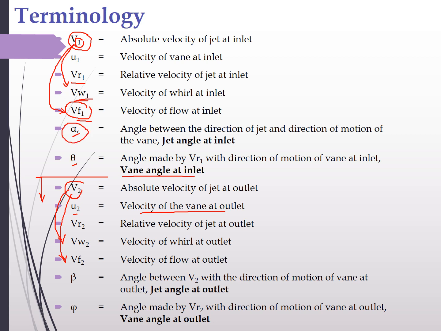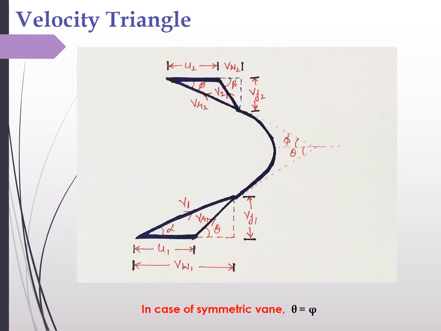So it is important to understand that this alpha and this beta are the jet angles. Basically we can also call them the guide vane angles. So these are the jet angles or guide vane angles at the inlet and outlet respectively. Similarly, the angle theta and angle phi are the vane angles at inlet and at outlet respectively. The velocity triangles here again have been shown.